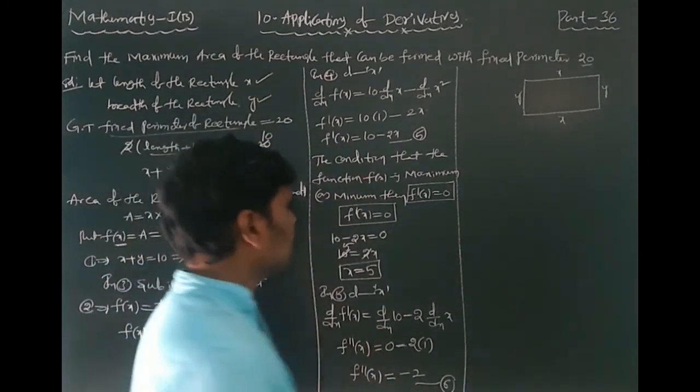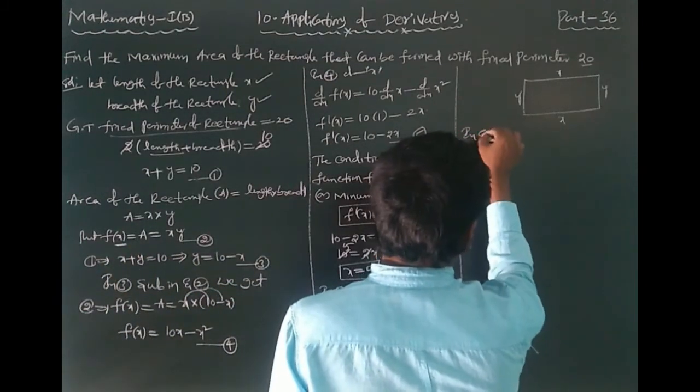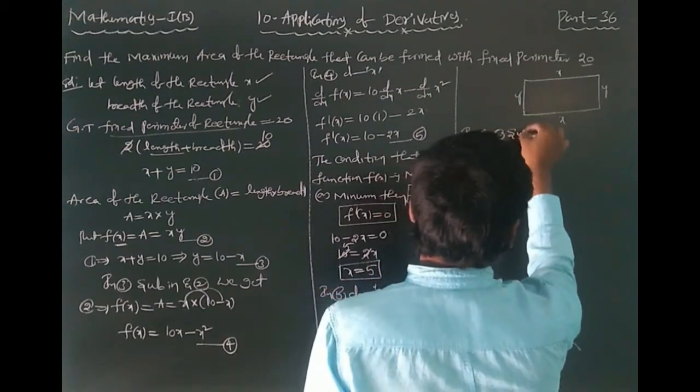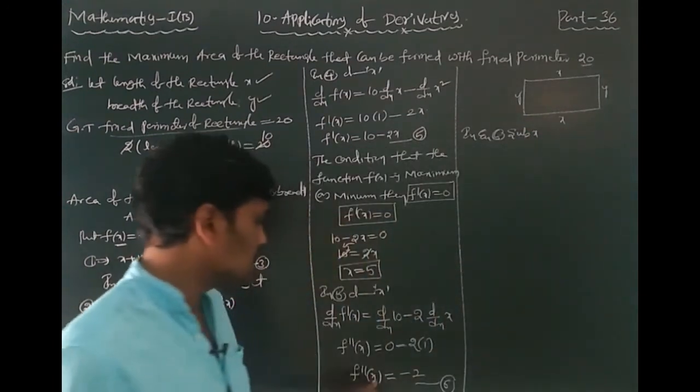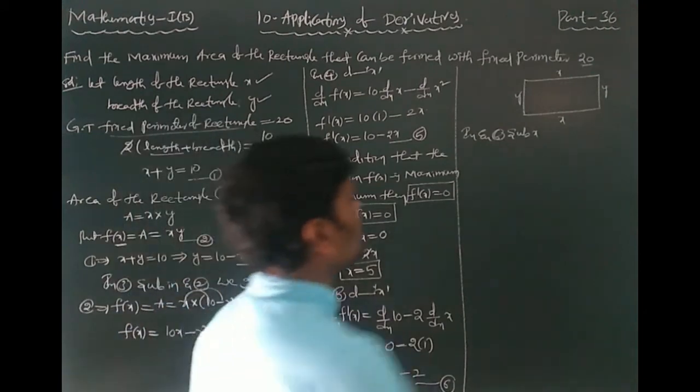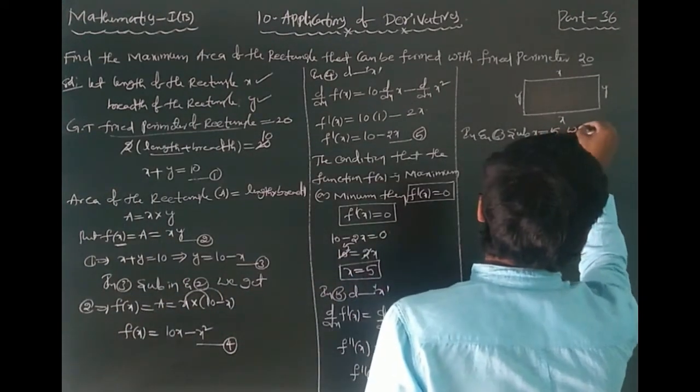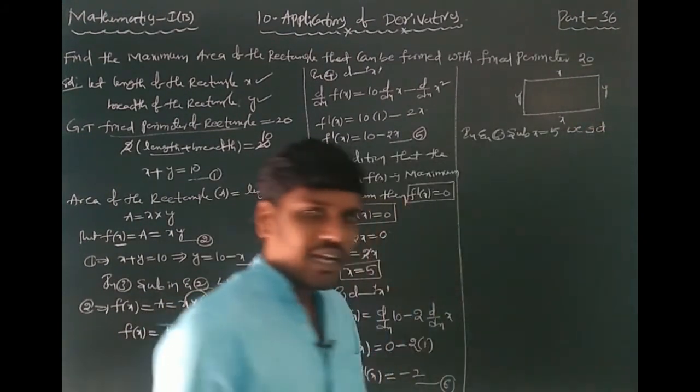After that, in equation 6, substitute x is equal to 5. What do you get? Understood or not, friends?